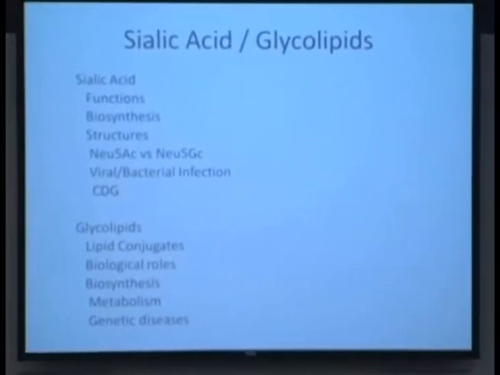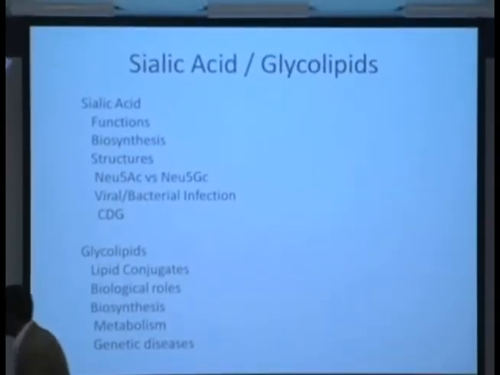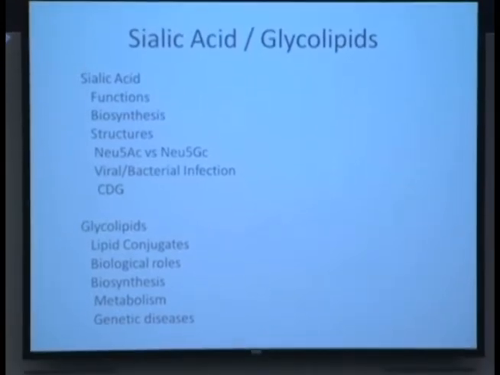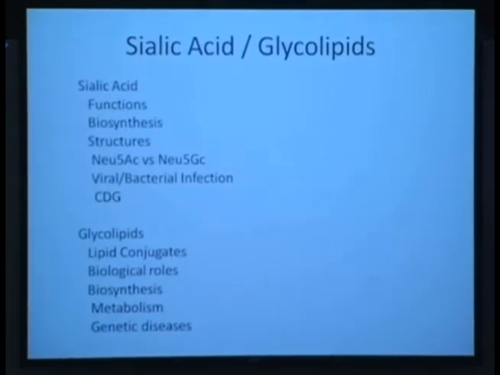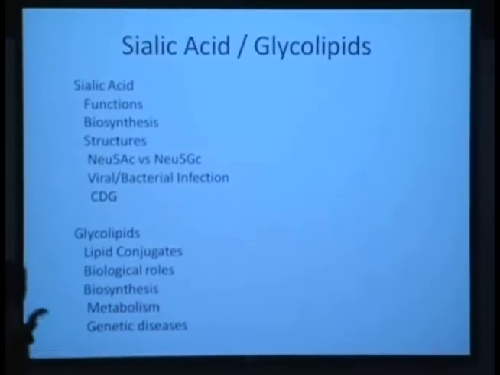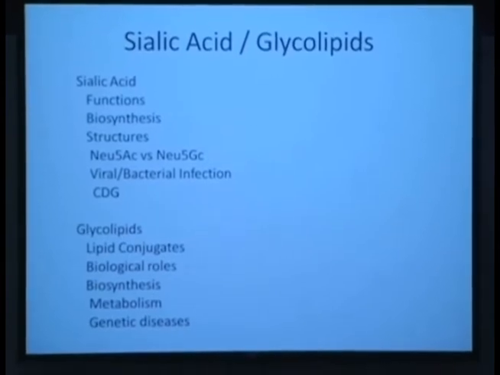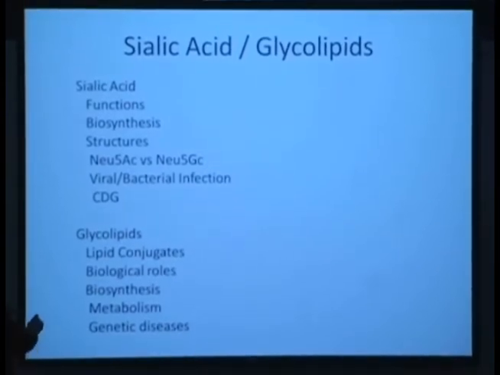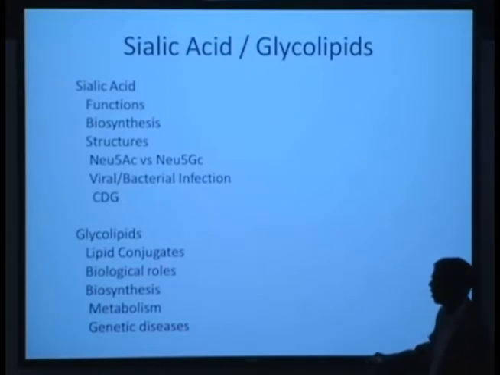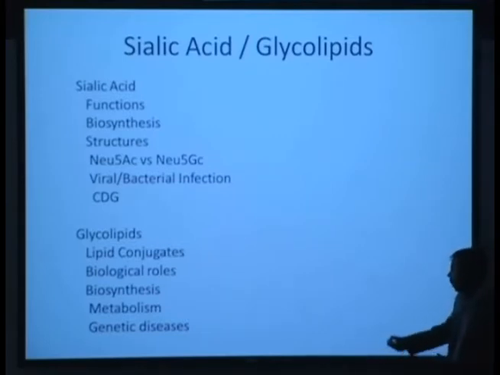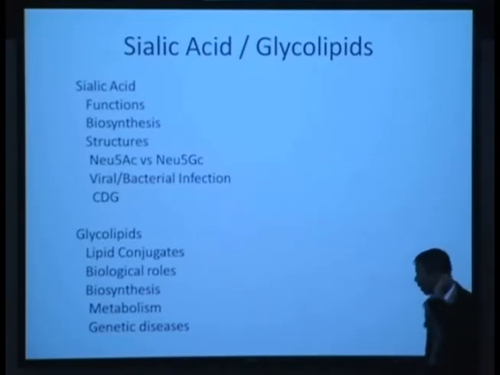So let's move on to sialic acids and glycolipids. I tried to go a little bit fast. We're going to look at the function of sialic acids, the biosynthesis, and the structures of sialic acid. We'll also look a little at NeuAc, N-acetylneuraminic acid, and N-glycolylneuraminic acid, and how sialic acid plays a role in viral and bacterial infections, and also the congenital disorders of glycosylation associated with sialic acid. Then we focus on glycolipids, in which glycans attach to lipids: the various lipid conjugates, biological roles, biosynthesis, metabolism, and genetic diseases.